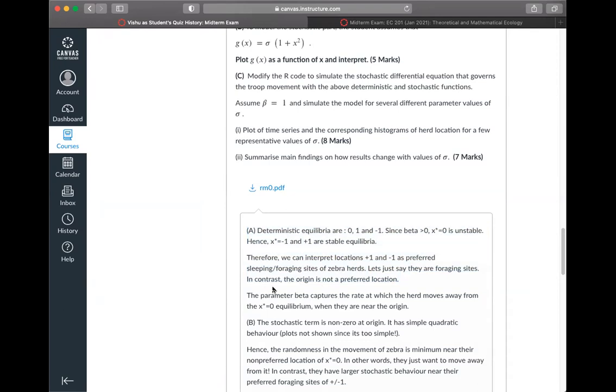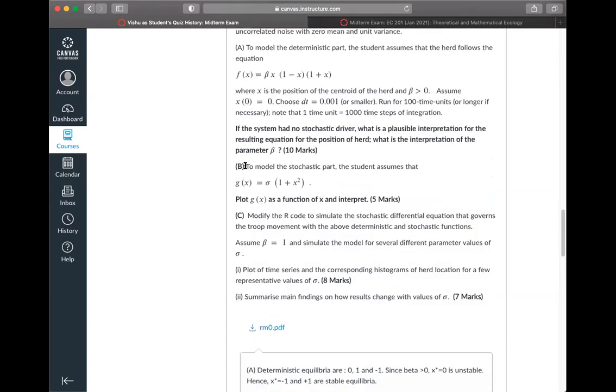And the parameter, what is parameter beta? It captures the rate at which herd moves away from the 0 equilibrium. That's the most precise definition. But as long as you got some element of rate of change of movement or something like that, I have given you marks. Is part A clear now?